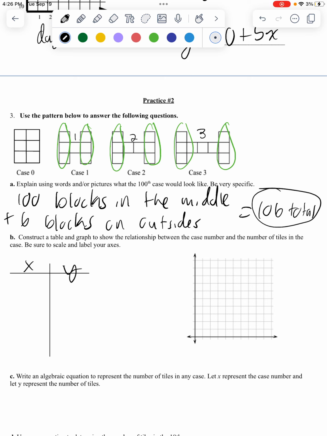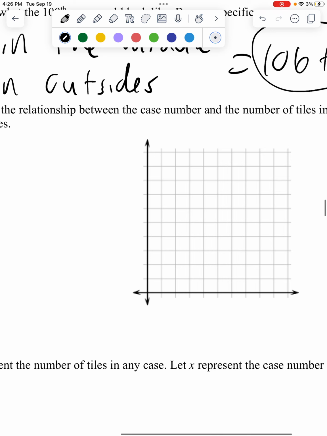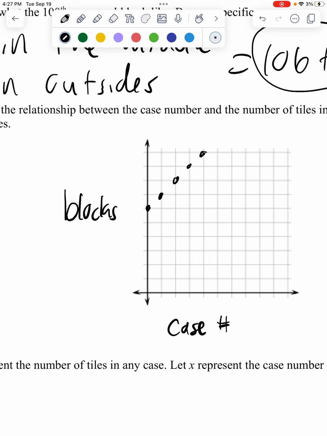The way to show this, and actually instead of x and y, I'm going to do case and blocks. Let's show this in a table on a graph, right? So case 0 had 6, 1 has 7, 2 has 8, 3 has 9. Assume 4 will have 10. And so we'll put the case number here and the blocks here. 1, 2, 3, 4, 5, 6. We started with 6. And 7, 8, 9, 10.